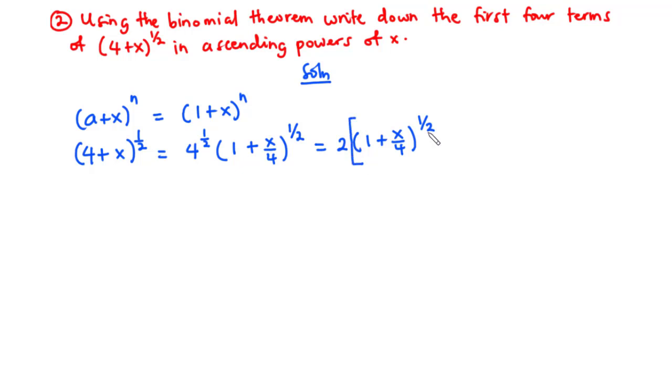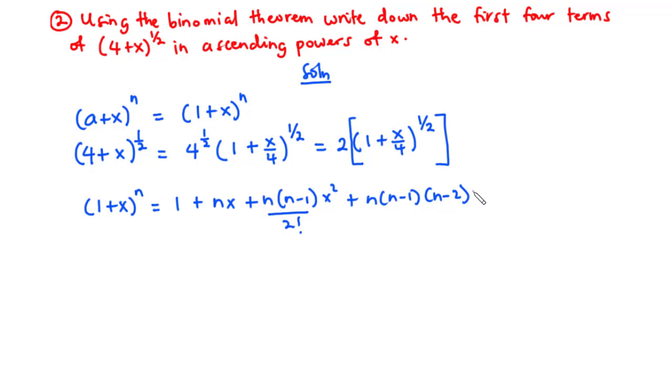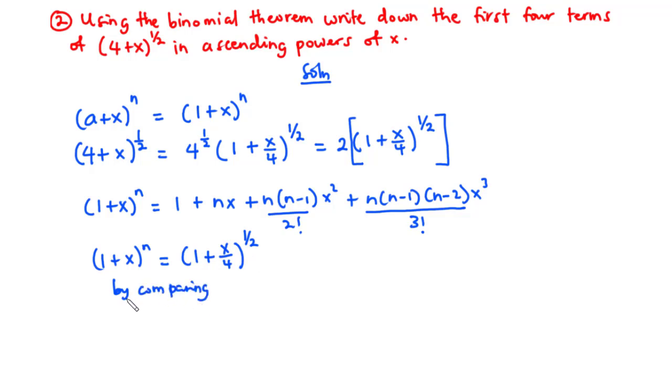Now let's work with this. Now we said that the general form of the binomial 1 plus x exponent n is equal to 1 plus nx plus n times n minus 1 times x squared over 2 factorial plus n into bracket n minus 1, n minus 2, x cubed over 3 factorial. Now let's compare the binomials 1 plus x exponent n and then 1 plus x over 4 exponent 1 over 2. So by comparing, we have x equals x over 4 and then n equals 1 over 2.